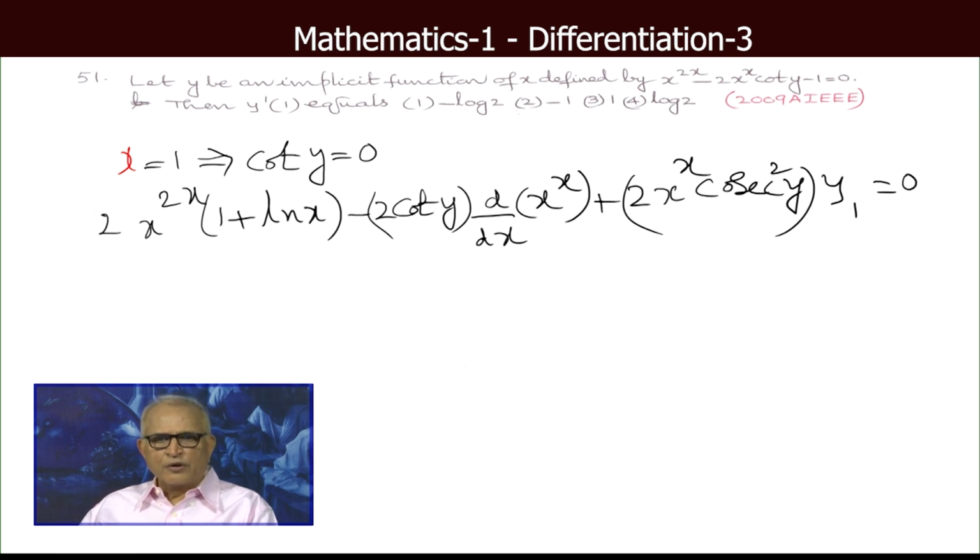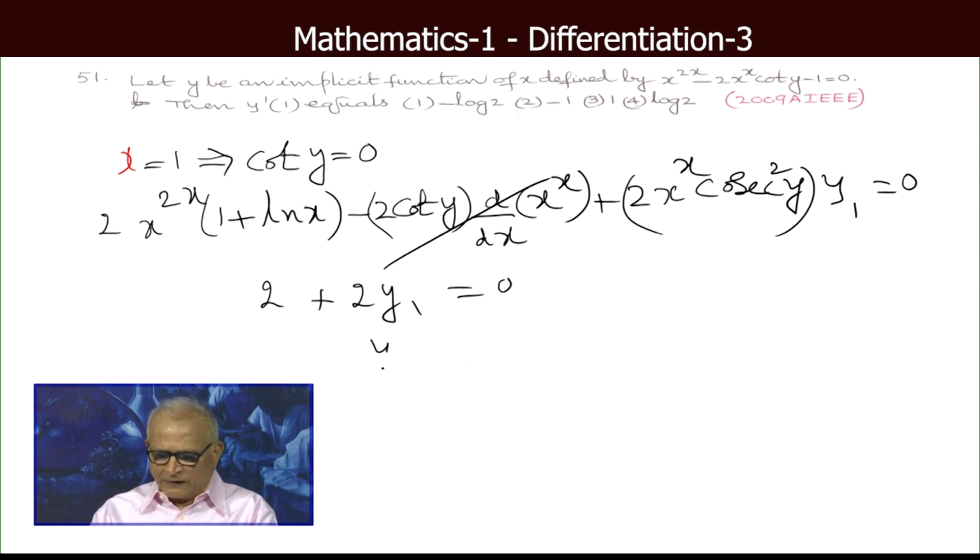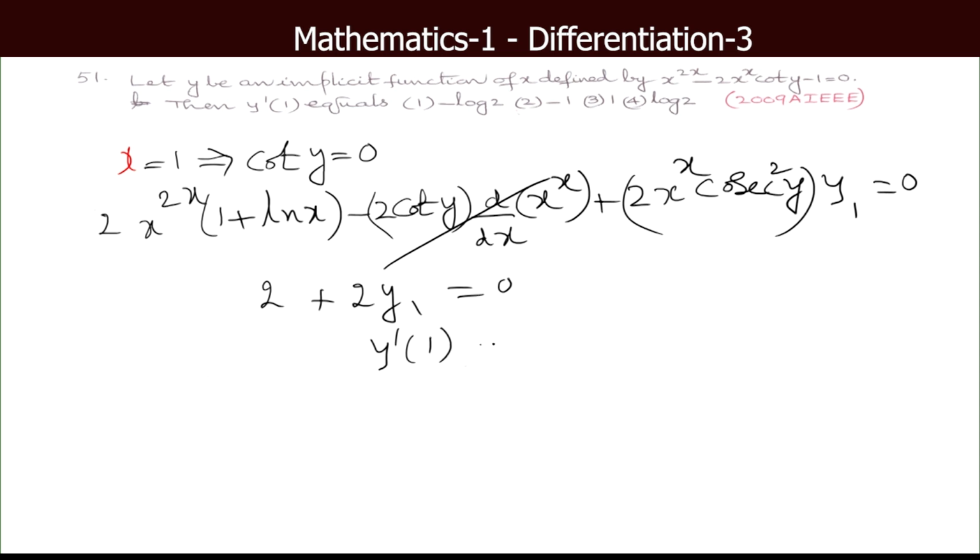Now, let us substitute x equal to 1. When x equal to 1, this term will go, because when x equal to 1, cotangent y is 0. And when x equal to 1, ln 1 is 0, this is 1, this is 1, this is 2. So, 2 plus cosecant square y. When cot y equal to 0, cosecant square y is 1 plus cot square y, that will be 1. So, 2 plus y1 equal to 0, or y dash 1 is equal to minus 1. Follow? So, that is of course the implicit differentiation.